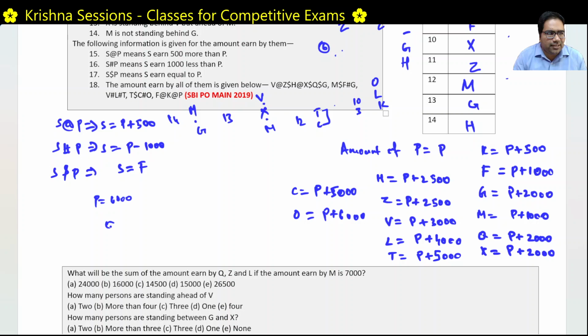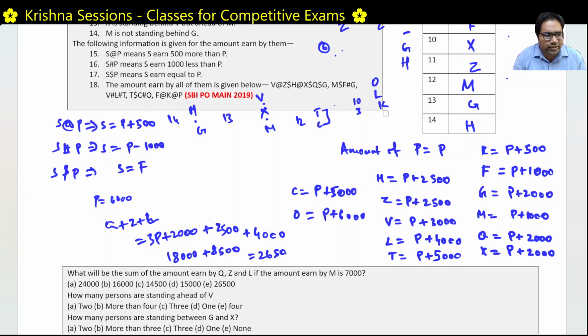Q plus Z plus L. Q plus Z plus L is equal to 3P plus, what is Q? 2000 extra. What is Z? 2500 extra. What is L? L is 4000 extra. Right. 2000 plus 2500 is 4500, plus 4000 is 8500. 3P is 18,000, right? 3P plus 8500 is 26,500. This is the correct number. Right, 26,500 is the correct answer.